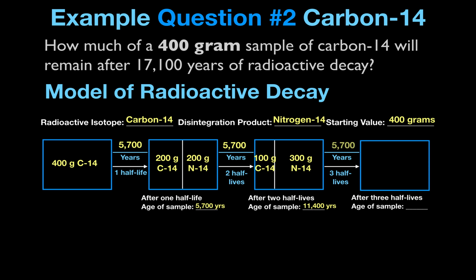Now, more time goes on, another 5,700 years passes. Our 100 grams of carbon-14 is going to get cut in half again to 50 grams of carbon-14, which means we have 350 grams of nitrogen-14. If we're going to add up all the time that has passed at this point, 5,700 plus 5,700 plus 5,700, the age of our sample is going to be 17,100 years old. And if we go back to the question, we have our magic number. How much will remain after 17,100 years? Well, at this point, we are left with 50 grams of carbon-14.